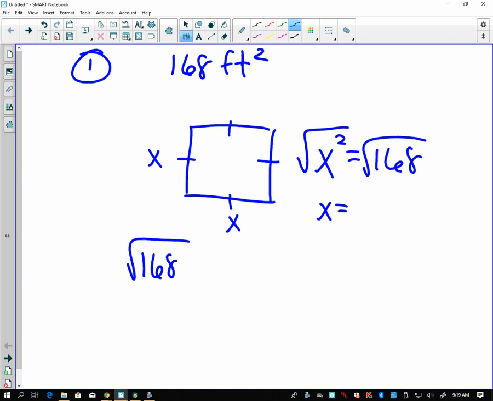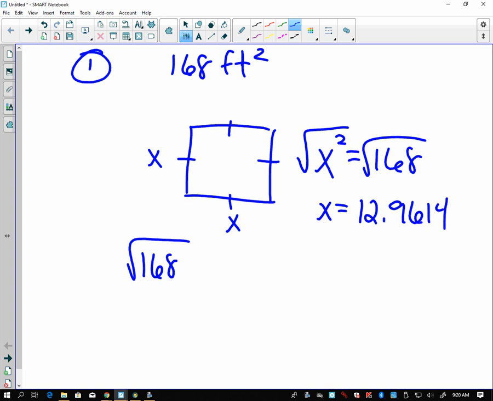What is the square root of 168? You're probably going to use a calculator to calculate this. You'll probably get a decimal. If you don't have a calculator at this point, you need to be moving over here and grabbing one. It's 12.9614. Now, here's a problem.